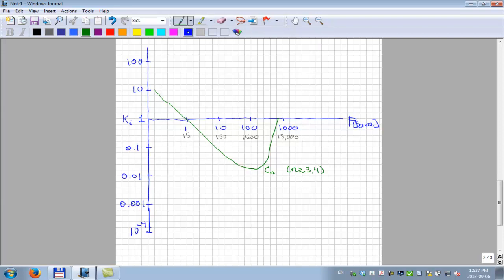This plot is made for a constant temperature, and we'll look and see what the effective temperature is. Once we understand the pressure dependence, we're going to look at the temperature after that.